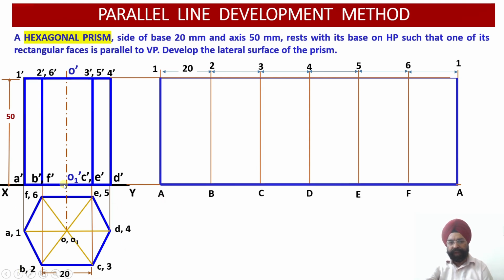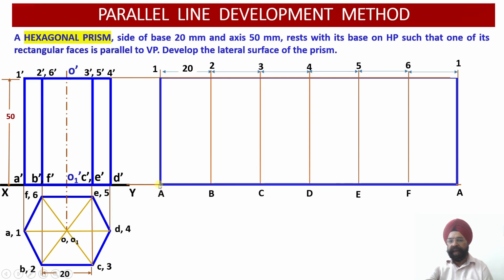As I am moving in the anti-clockwise direction, the second point encountered will be point B. Third point encountered will be point C. Fourth point encountered will be point D. Fifth point encountered will be point E, and sixth will be point F. But I have to get back to point A so that my surface should be completed. If I start from A and end my development at F, I am going to miss out on one of the edges. So this thing must be remembered.